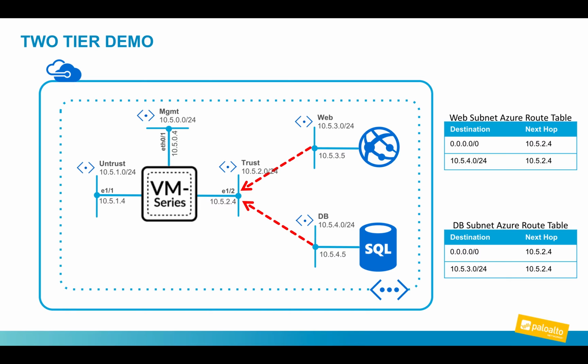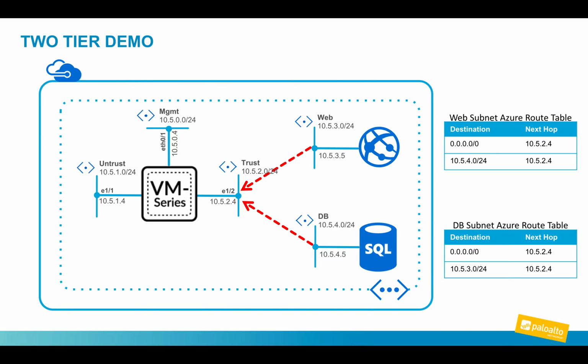The other component that's applied here are Azure route tables. And Azure route tables are assigned to subnets within a VNet. And these route tables have something that Azure calls user-defined routes, or UDRs. And UDRs give us the flexibility to take a subnet's traffic and send it to a destination.